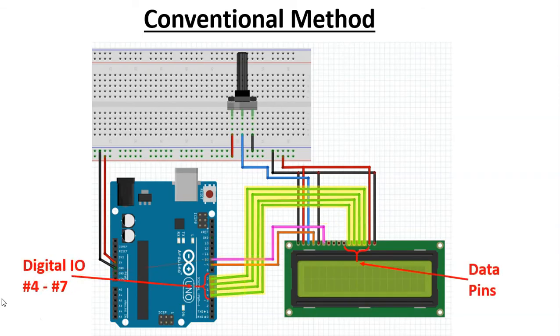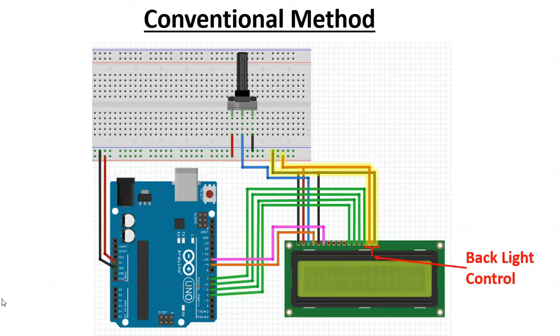And then we have the data pins, which will go to digital input output 4 through 7 on the Arduino UNO. And then we have the backlight controls, which in this case we're just sending to 5 volts and ground on the breadboard, which again we said we're connected to 5 volts and ground on the Arduino UNO.